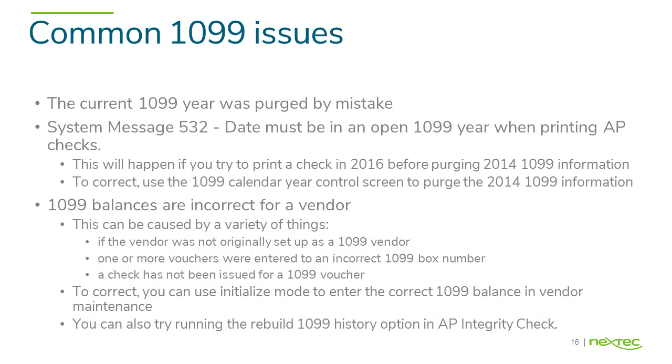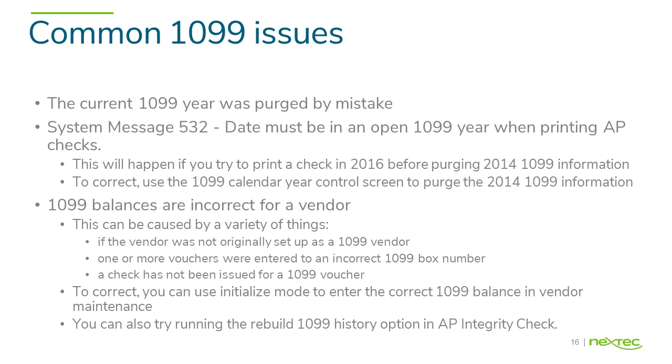So some of the common 1099 issues: the current 1099 year is purged by mistake, and that's done in the AP module. Some other issues, System 532, date must be in an open 1099 year. So please make sure that you go in and update the 1099 year close in the AP module and make sure that you have the current year established.